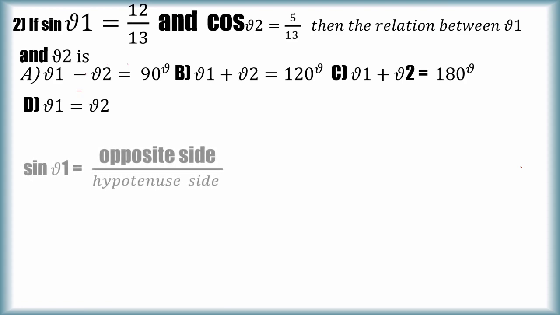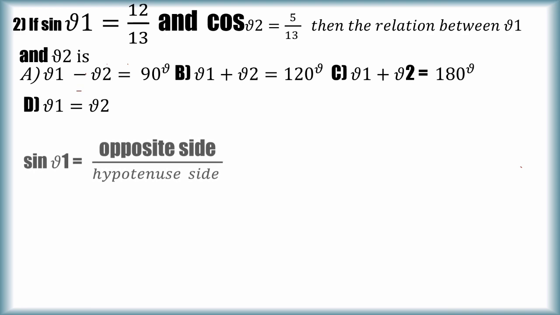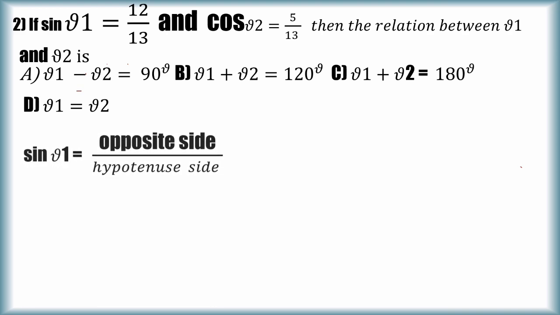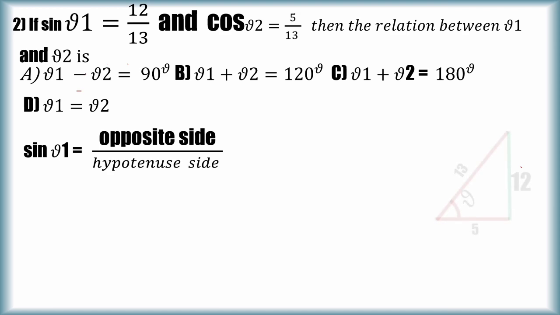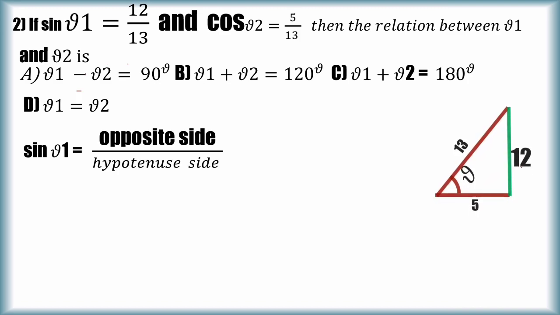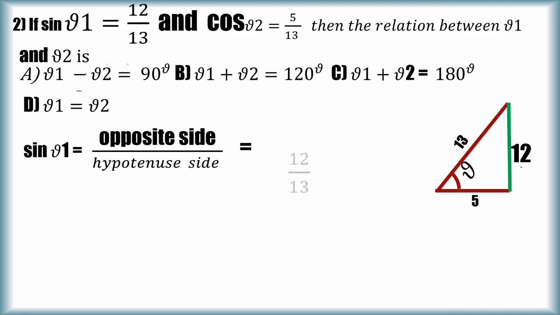What is the formula for sin theta? Sin theta 1 is equivalent to opposite side by hypotenuse side, which is given as 12 by 13. Then I have drawn the right angle triangle here. I have mentioned theta only here. Theta is represented as theta, the opposite side is 12, and the hypotenuse side is 13 because of sin theta. Then we have to invoke the other given concept: cos theta 2 is equivalent to 5 by 13.